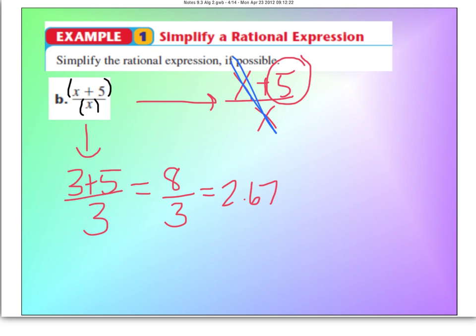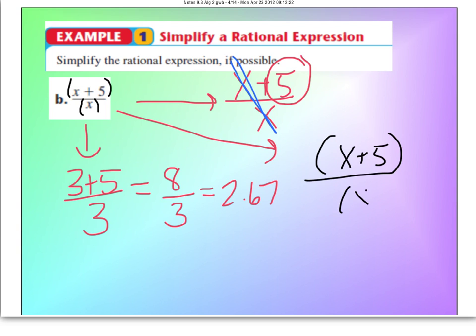So for this problem, if we have one group of x plus 5 and it's divided by another group of x, they have to look identical. So in order to cross off this group of x plus 5, I need another group on the bottom that looks just like that, that says x plus 5. There is not one, so for this problem, there's absolutely nothing I can do. I make no changes, and that is my final answer.